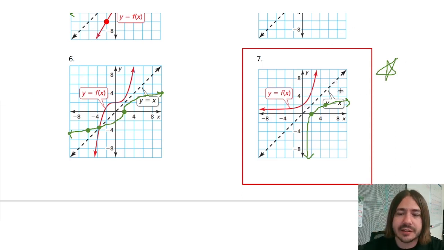I'm not going to really go into detail. I know I'm being vague right now. But just know there's a little bit of significance to what's going on in number 7 that relates to our logarithm unit.